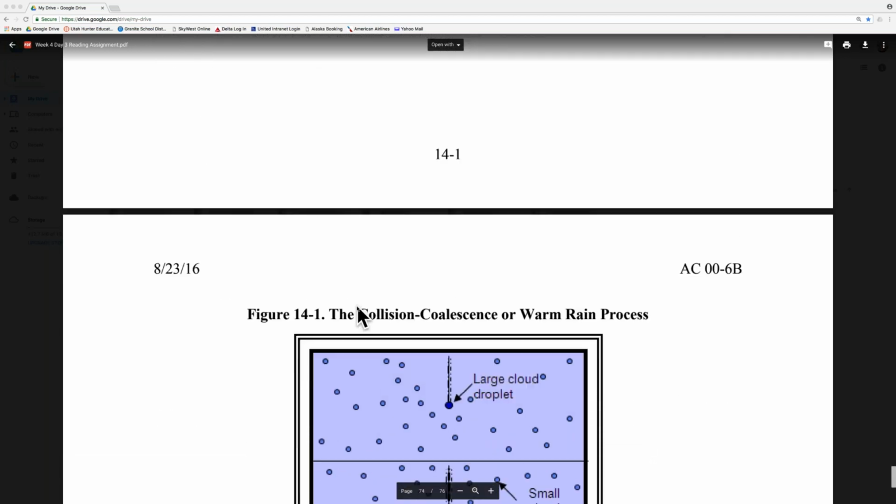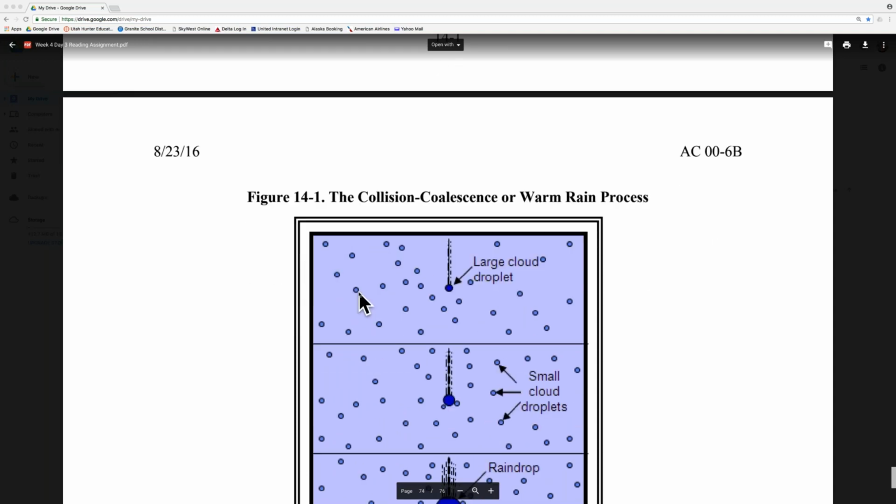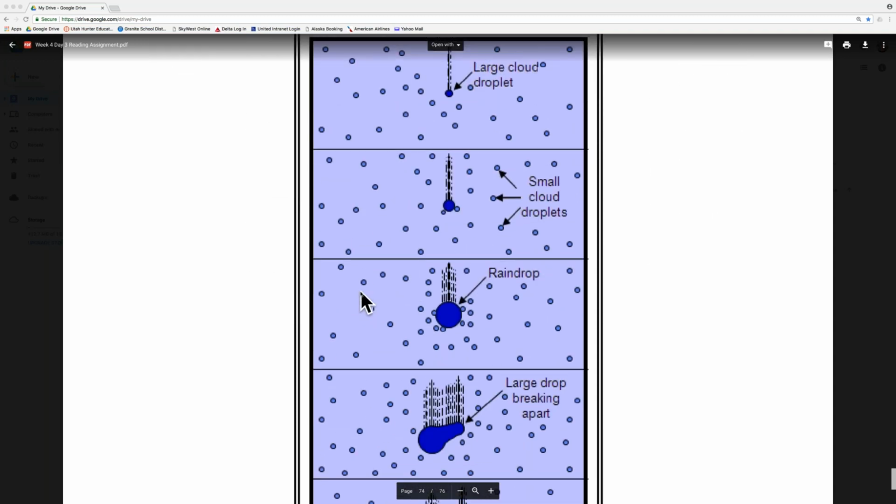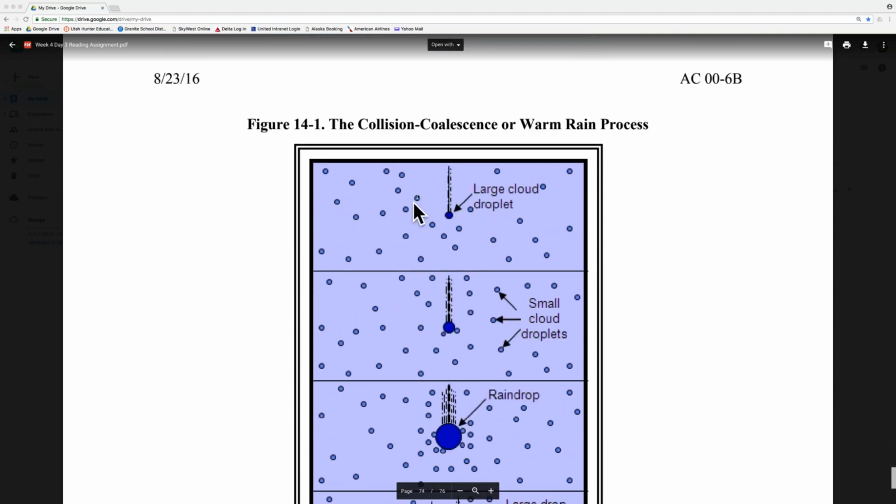So clouds, that water vapor is just kind of there circulating, right? As it collides with these other water vapor droplets, it begins to build. If it falls from the cloud, then typically it's evaporated and returns to the cloud, and we have this cycle.